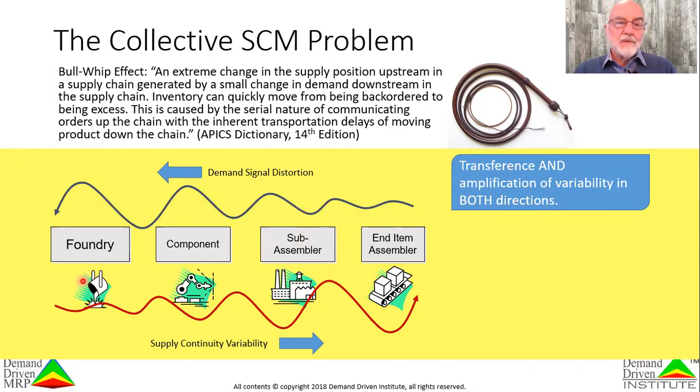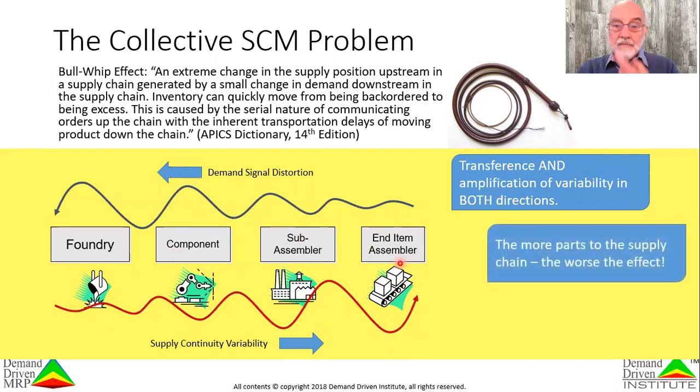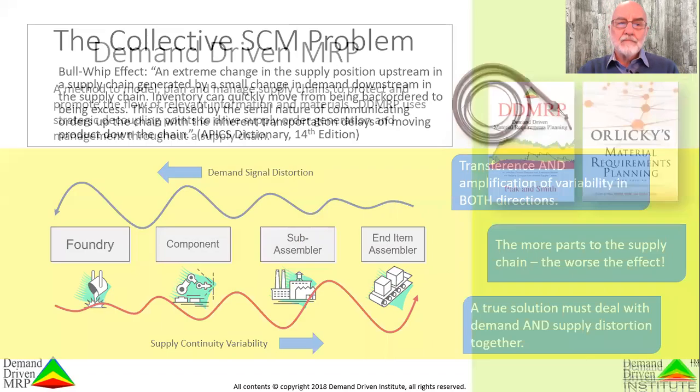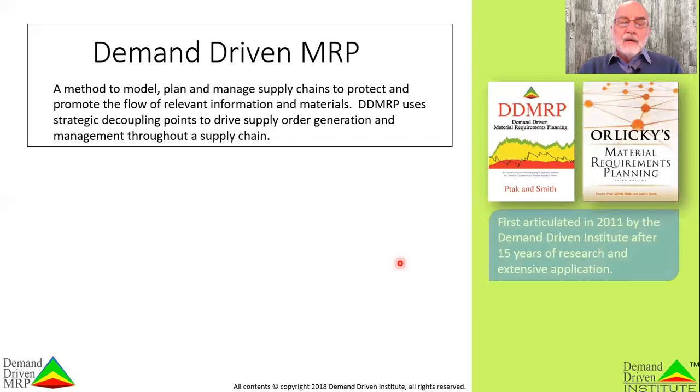The same thing happens coming down the supply chain. If we have a glitch at the foundry here, and he can't deliver the castings, then we could have a big problem down at the end item assembler here. So the more parts we have in the chain, the worse the effect is. And a true solution must deal with demand and supply distortion together.